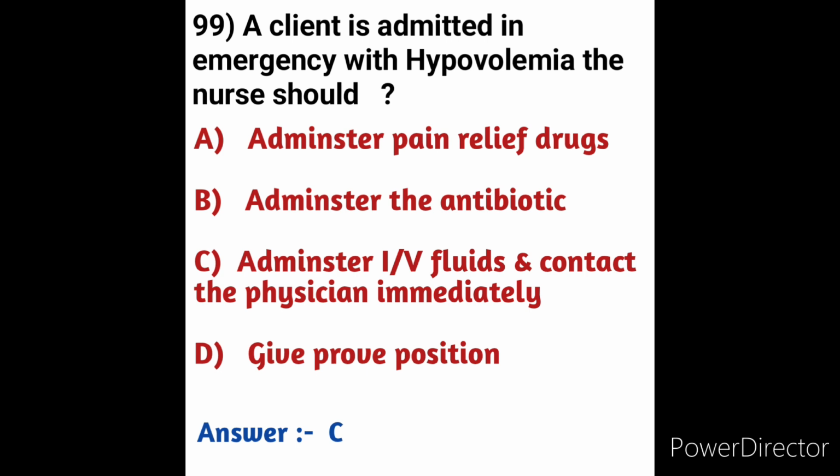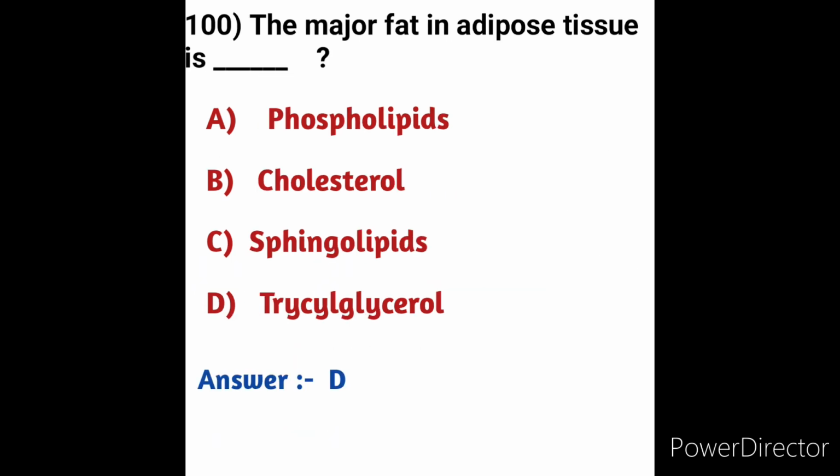On to question number 100. The major fat in adipose tissue is option A, phospholipids. Option B, cholesterol. Option C, sphingolipids. And option D, triacylglycerols. Here option D is the correct answer. Triacylglycerol in adipose tissue serves as the major energy storage. Triglycerides are the major dietary fat. Here option D is the correct answer. Major fat in adipose tissue is option D, triacylglycerols.